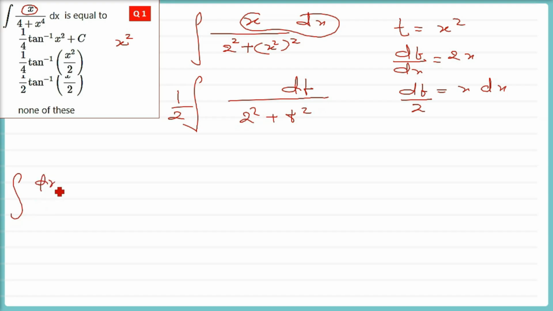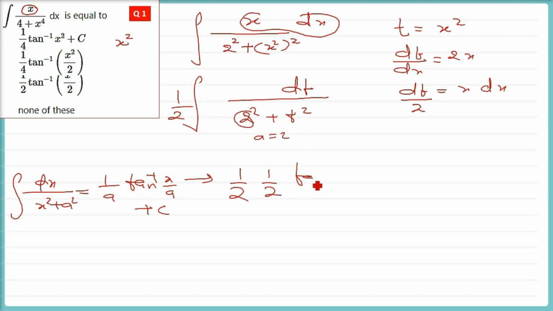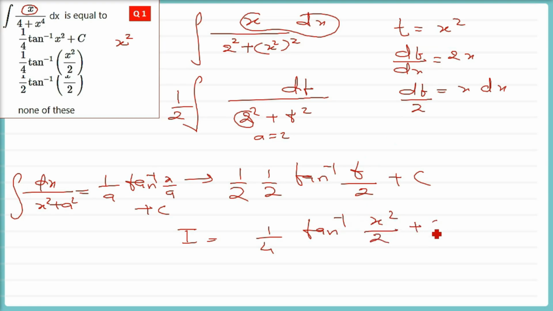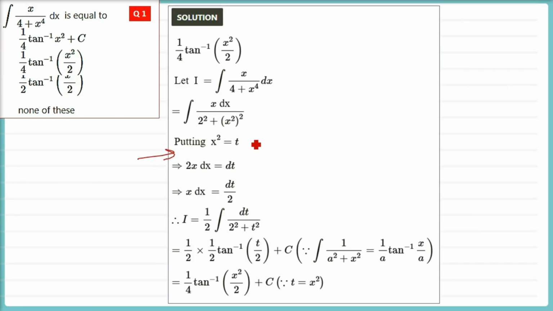So actually we are doing integration of dx by x square plus a square kind of integration. This will be 1 by a tan inverse x by a plus a constant of integration. A we will take as 2 and this t which is actually x square. So 1 by 2 tan inverse t by 2 plus constant of integration. One more thing is required, which is the replacement of t. 1 by 2 into 1 by 2 is 1 by 4. Tan inverse x square, t is x square, divided by 2 plus constant of integration. Okay, this is your final answer. Just match it. Which one is the correct one? So this is how this will be done.